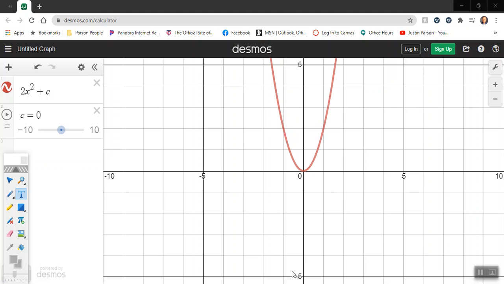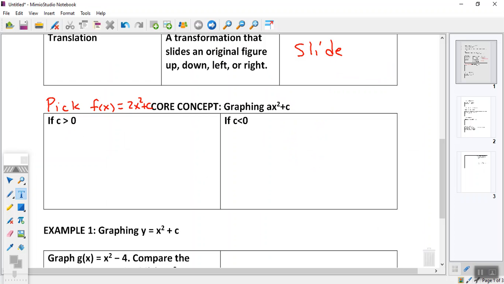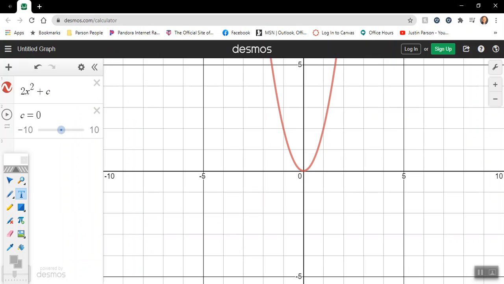Okay, guys, we were talking about right here in the notes, what does a c value do if c is greater than 0? In other words, c is a positive value. If I go back in here to decimals, we've typed in 2x squared plus c up here. I'll put this slider in here. Watch what happens to my graph if I start moving my slider to be bigger than 0. What direction does this move? Up. It starts moving up. Where's the vertex originally in this problem? Right there, 0, 0.